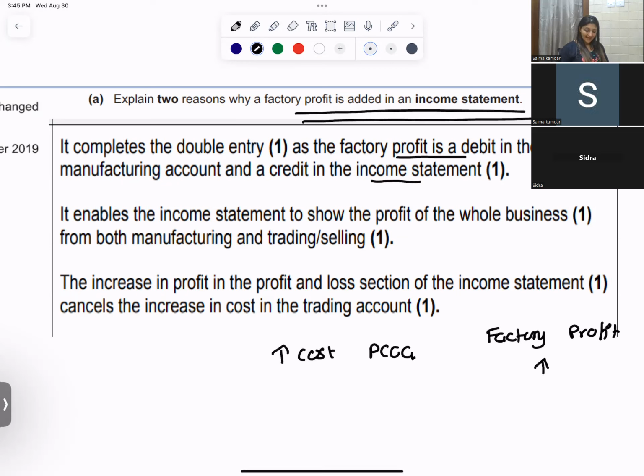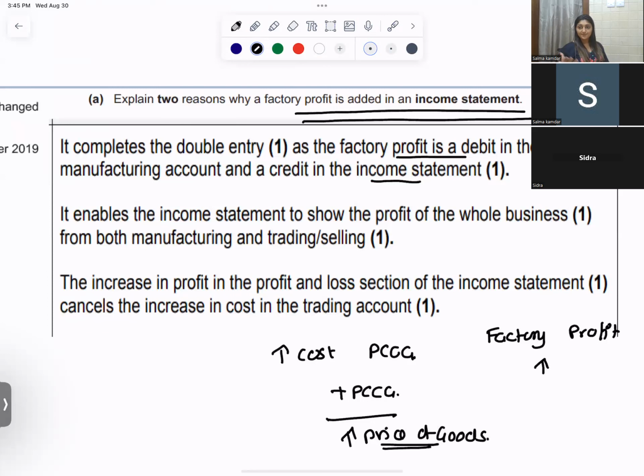It is added to the PCCG. That means it is increasing the price of the goods, and the price of the goods is an expense for you. This is a debit. And in the income statement, you're adding it to the gross profit, increasing the total profits, and profits have a credit balance. So yes, credit.